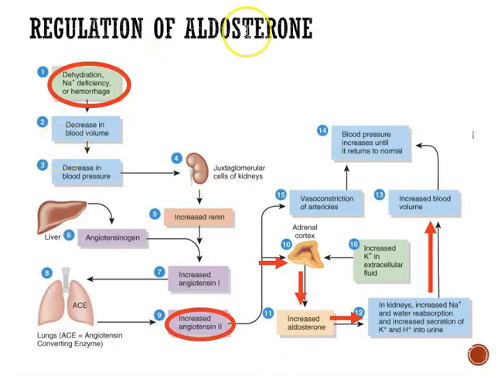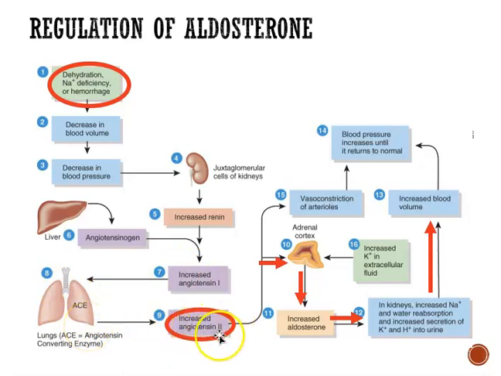And here's just a reminder, you've already seen this chart in the pH and fluid balance lecture. But again, just as a quick reminder of aldosterone. If we have dehydration, a sodium deficiency, or hemorrhage, we have a decrease in blood volume, and we're going to have a decrease in blood pressure. This causes our kidneys to release renin, which will take the angiotensinogen that's being produced by the liver and convert it into angiotensin 1, which then gets further converted into angiotensin 2 by angiotensin converting enzyme found predominantly in the lungs.